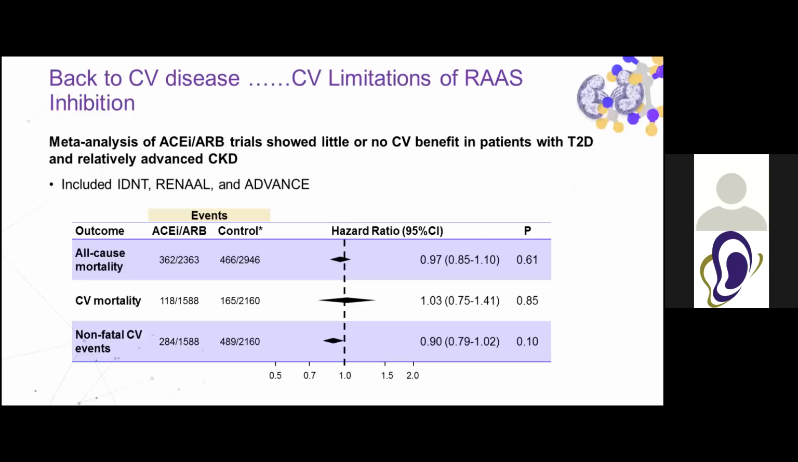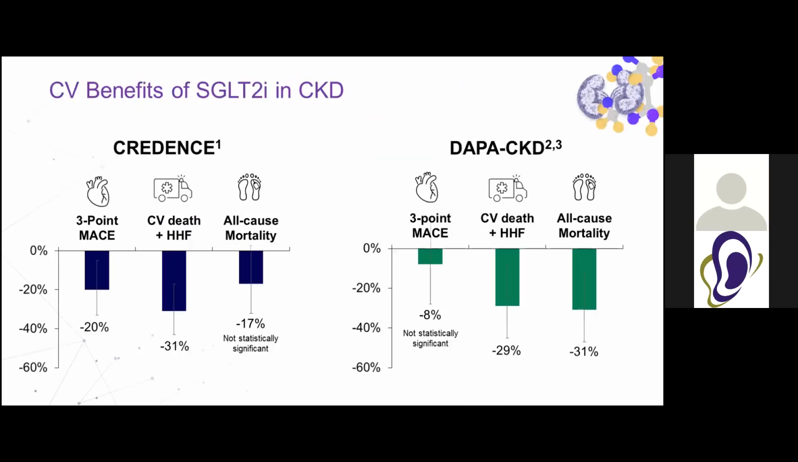So let me go back to cardiovascular disease, because the limitations of RAAS inhibition, especially in people with type 2 diabetes, are really not there. If you include the IDNT, RENAAL, and ADVANCE studies, you'll note that ACE inhibitors and ARBs do not necessarily lead to improved cardiovascular mortality in those with diabetes and advanced chronic kidney disease. But there are these benefits of SGLT2 inhibitors in kidney disease, as shown in CREDENCE and DAPA.